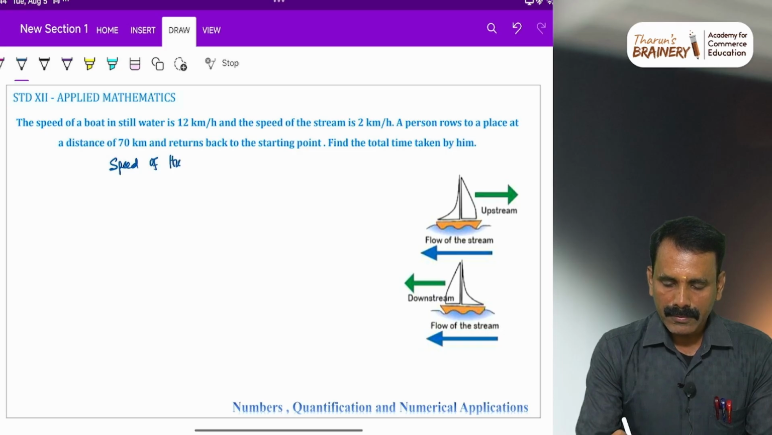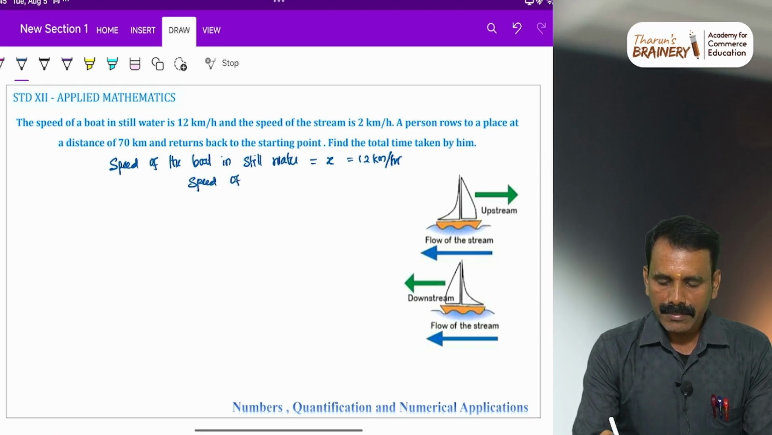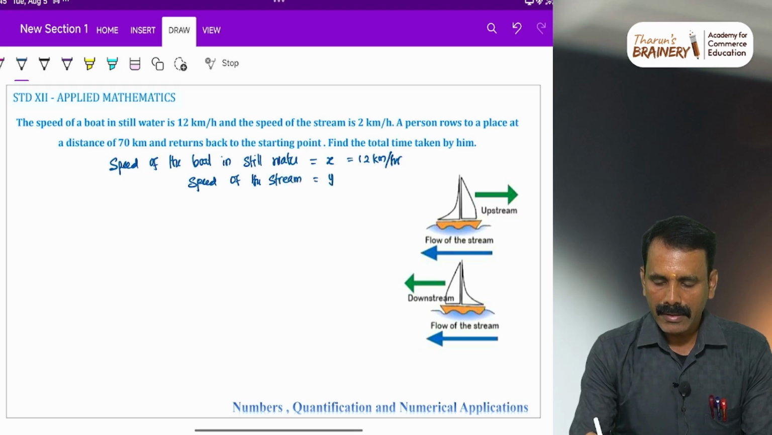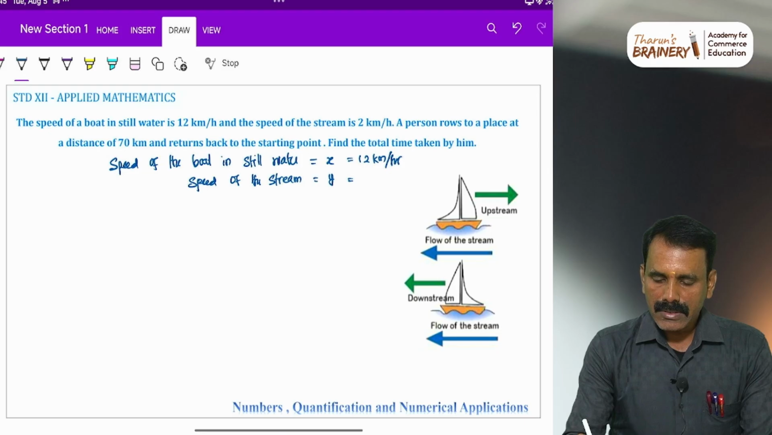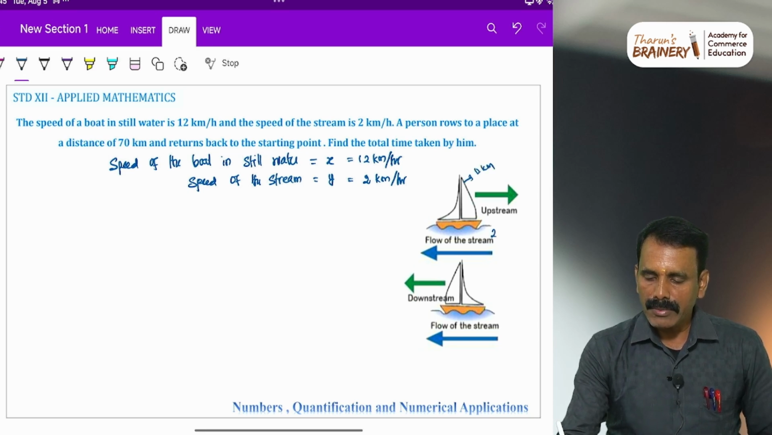Speed of the boat in still water, x, that is equal to 12 km per hour. Speed of the stream, that is nothing but y we are taking, which is given to us as 2 km per hour. So this boat is going to travel at 12 km per hour and the flow of water is going to be 2 km per hour.